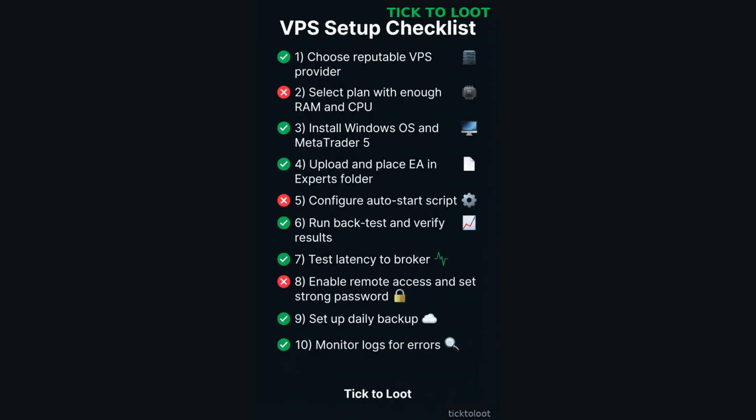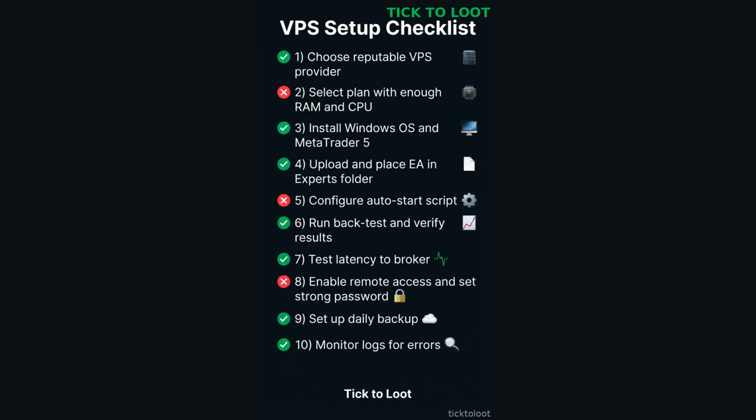Eighth, secure your remote access with a strong, unique password and enable two-factor authentication if the provider offers it. Ninth, schedule a daily backup of your MT5 data folder to a cloud storage service. This protects you against accidental file loss. Finally, keep an eye on the Journal and Experts tabs for any error messages or disconnects and address them promptly.